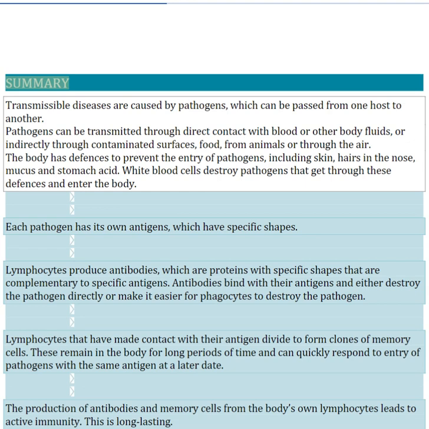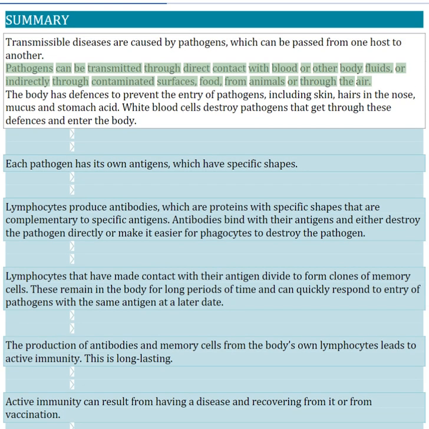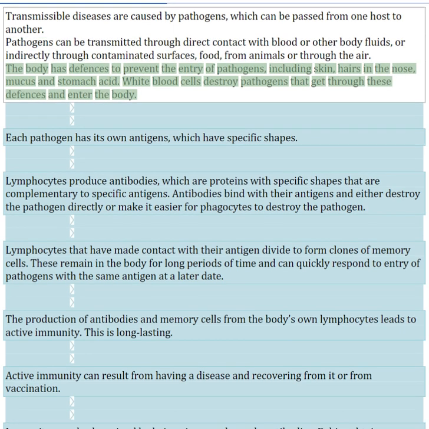Summary. Transmissible diseases are caused by pathogens, which can be passed from one host to another. Pathogens can be transmitted through direct contact with blood or other body fluids, or indirectly through contaminated surfaces, food, from animals, or through the air. The body has defenses to prevent the entry of pathogens, including skin, hairs in the nose, mucus, and stomach acid.